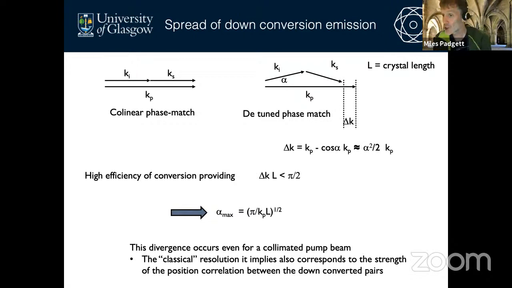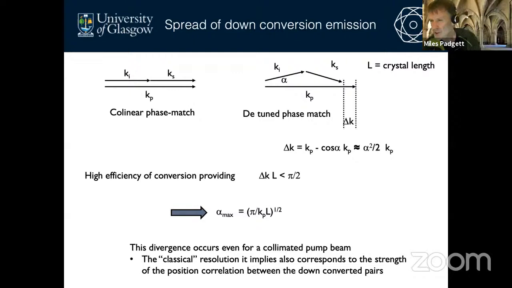Obviously, as you increase alpha, delta K, the phase mismatch, will increase as well, as I've shown in the top right here. So let's write down, roughly speaking, what the phase mismatch is. It is roughly alpha squared over 2 times Kp. And how big can that phase mismatch be? That phase mismatch is going to build up as the light propagates through the crystal because of constant delta K. So it will depend on the crystal length L. The phase mismatch between the signal, idler and the pump will be delta K times L, the length of the crystal.